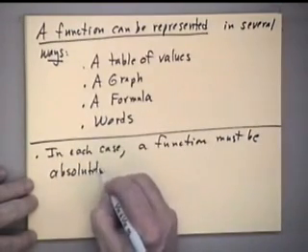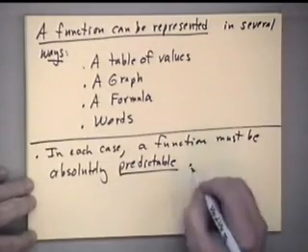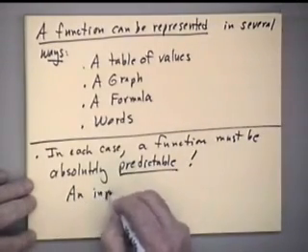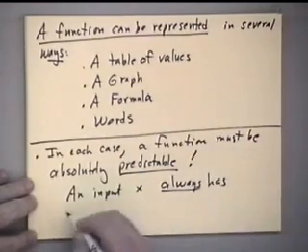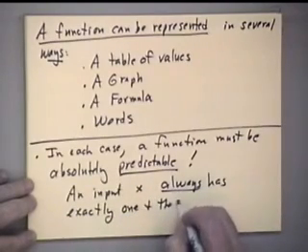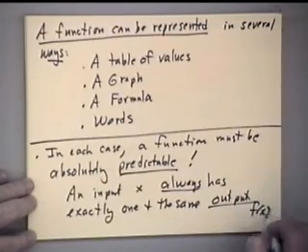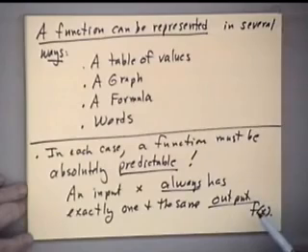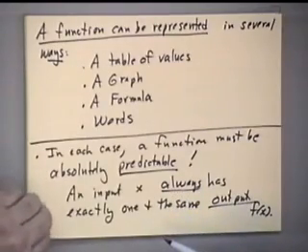Absolutely predictable. And what I mean by that is just another way of saying the definition. An input, say x, always has exactly the same, or how about this, exactly one and the same output, f of x. It doesn't matter when you do it, the function will always produce the same output for this given input x. It will never change. That is the key idea to what makes a function different from other sorts of relations.